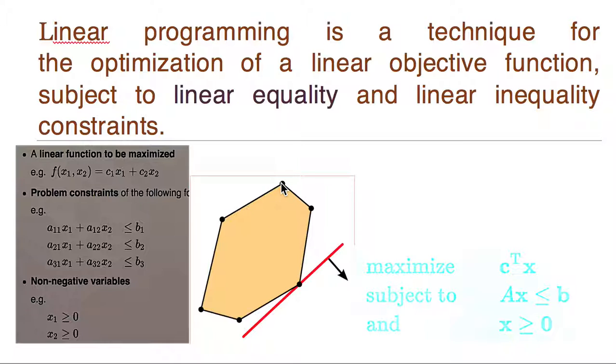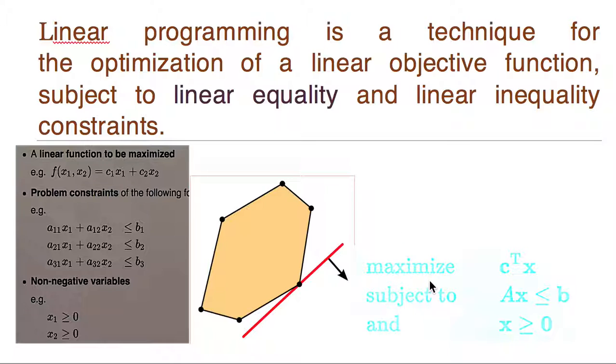As you can see, 1 2 3 4 5 6, this has 6 edges. This is a hexagon, so each of these lines is representing a linear inequality, and we want to maximize some function which is represented by this line.